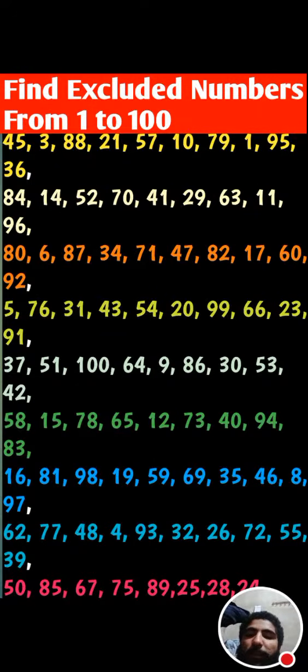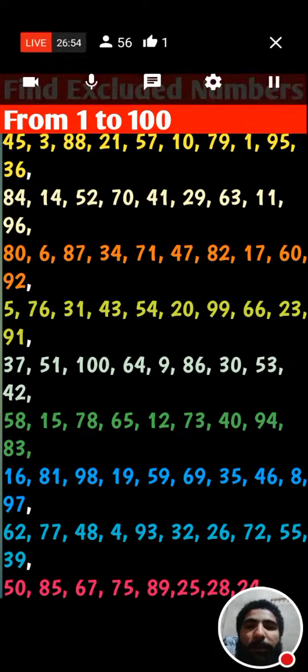Where is 33? I think 33 is also missing. So 33 is the seventh number that is missing in the list. So we have to move onwards to find number 34.